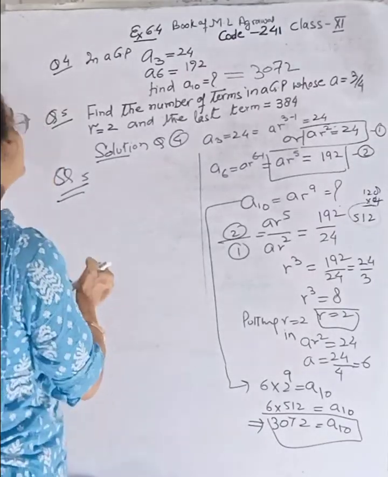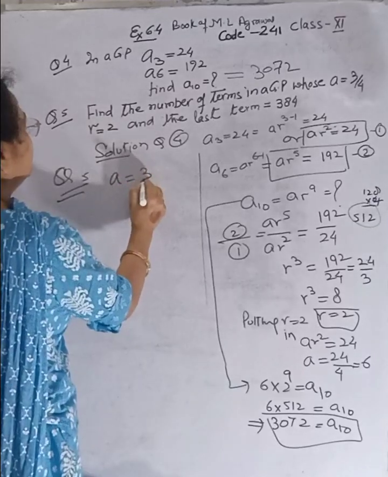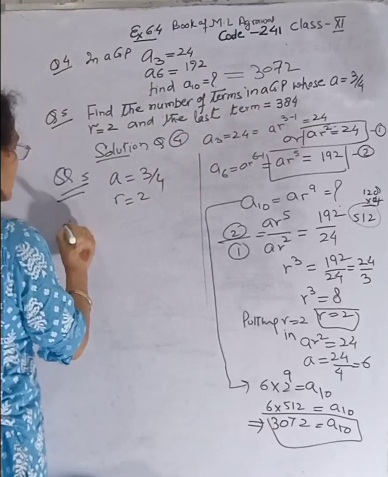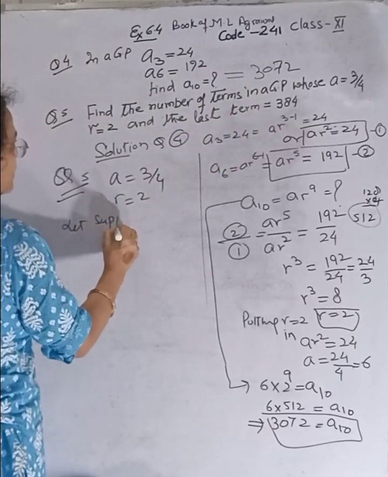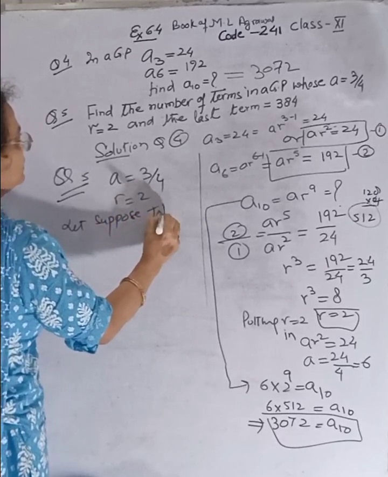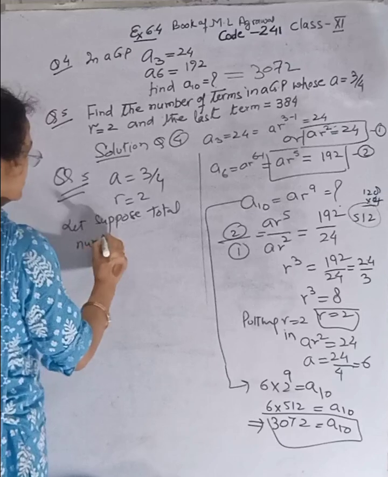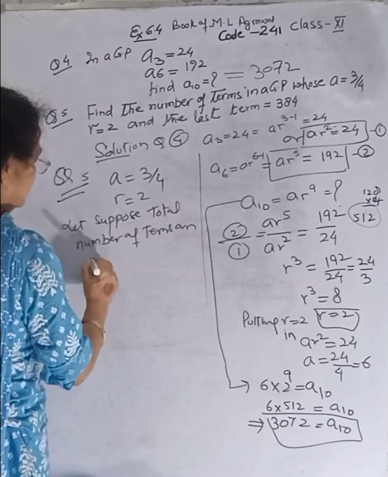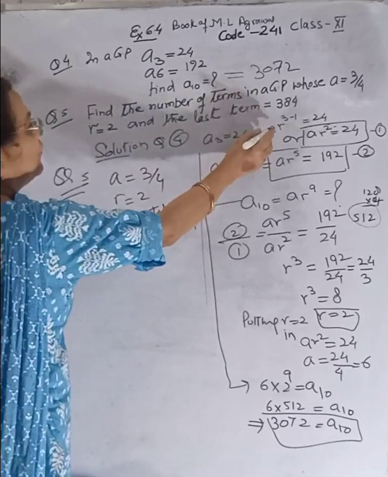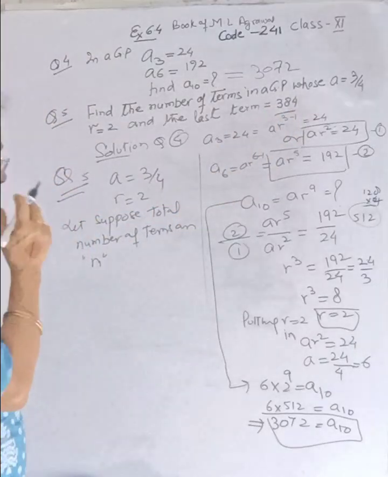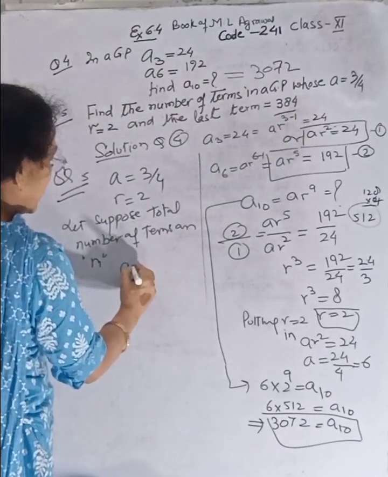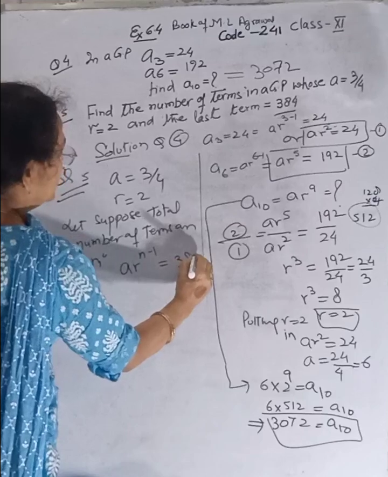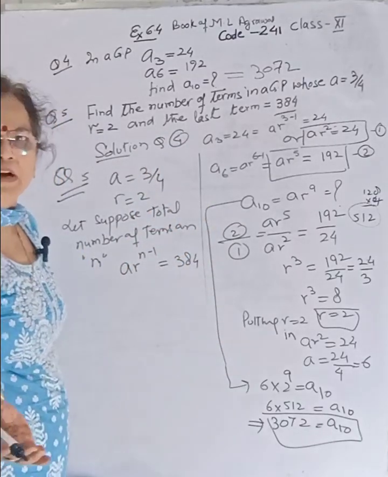We are given, first of all, A is equal to 3 by 4, R is equal to 2, and also the last term. Let's suppose the total number of terms are N. It means the value of the last term will be 384. Or we are given that A R to the power N minus 1 is equal to 384. A is also given, N is to be found. This is very easy calculation only.